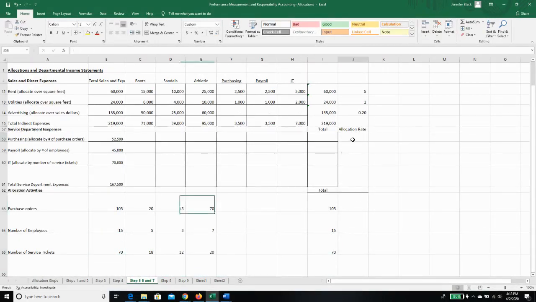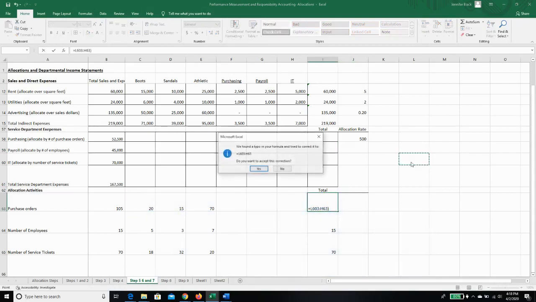So now let's figure out our allocation rate. Our allocation rate is the total cost in purchasing divided by the total number of purchase orders, meaning we are going to allocate $500 to each profit center for each purchase order they issued.